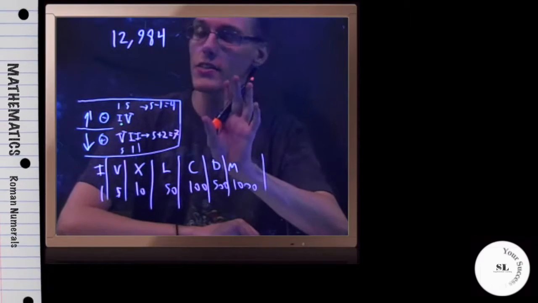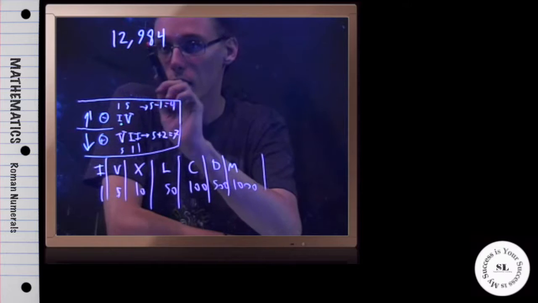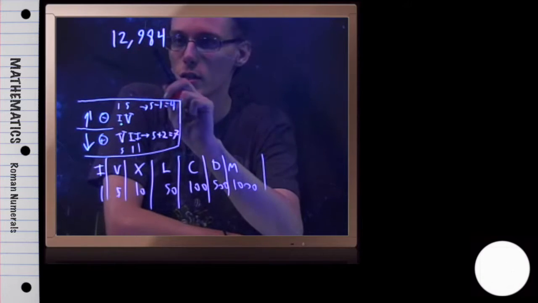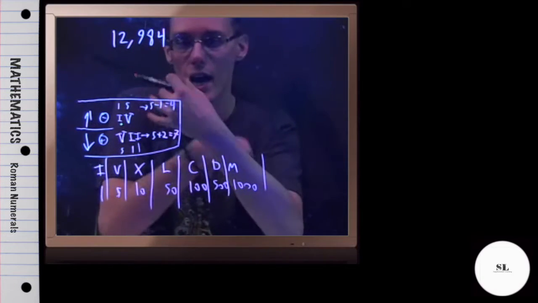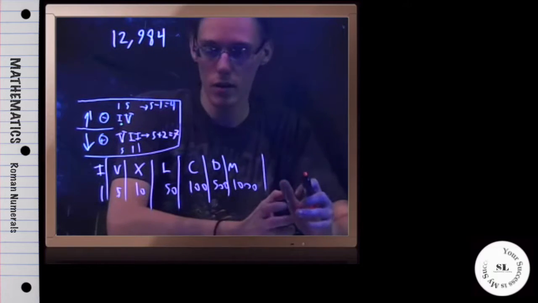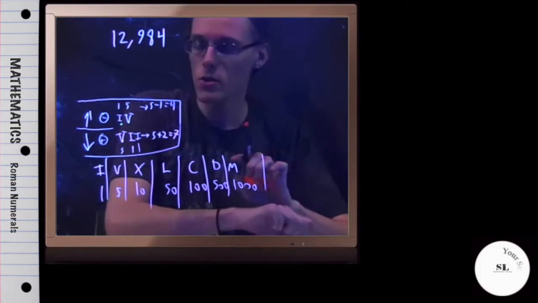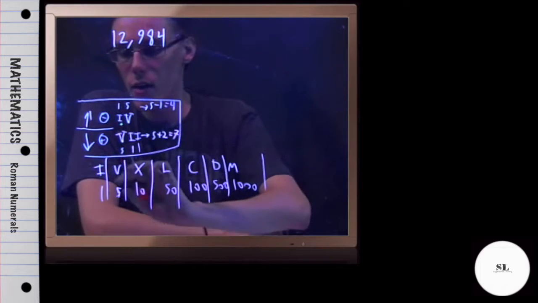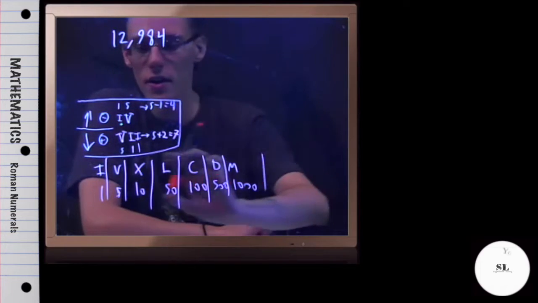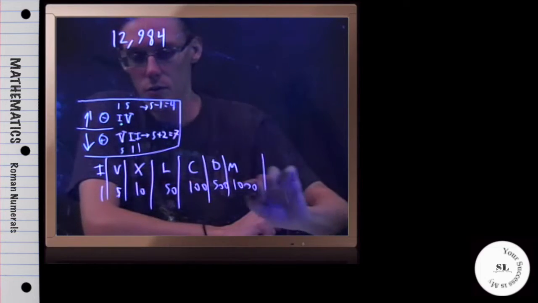All right, now in this example, we're going to be converting the Hindu-Arabic numeral 12,984 from our number system into the Roman number system. Now, something I need to point out right away, notice I went ahead and wrote the chart down here for the Roman numerals and what their values are.